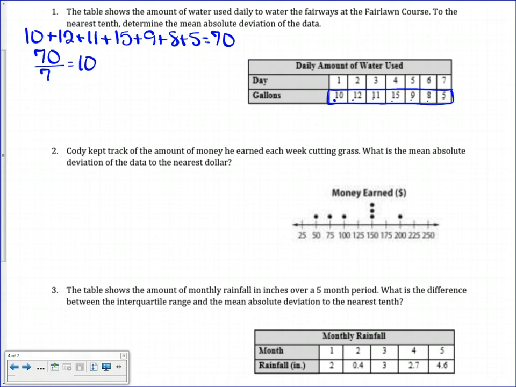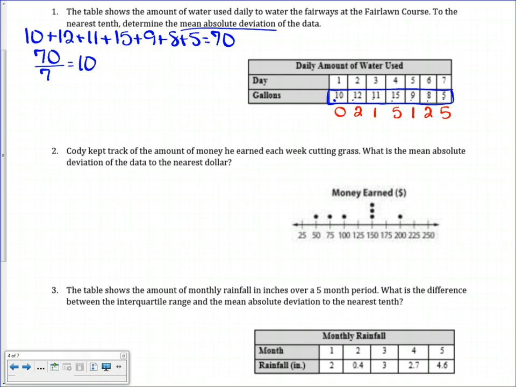To find the mean absolute deviation, we then have to find out how far each of our data points is from 10. So we're going to subtract. 10 minus 10 is 0. 12 minus 10 is 2. 11 is 1. 15 minus 10 is 5. 10 minus 9 is 1. 10 minus 8 is 2. And 10 minus 5 is 5.